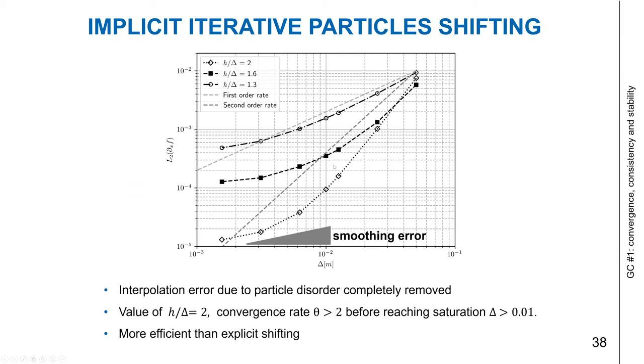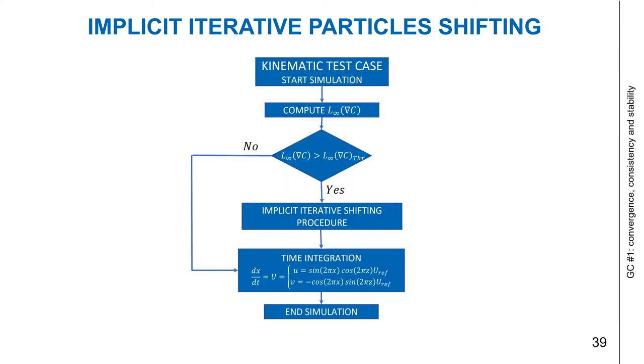This implicit iterative particle shifting is far more efficient than the explicit one. Okay, it's been about 40 minutes, so I think I won't be able to cover the adaptivity part, but I think this is quite interesting.